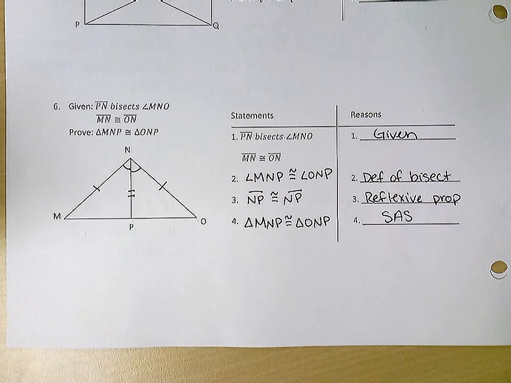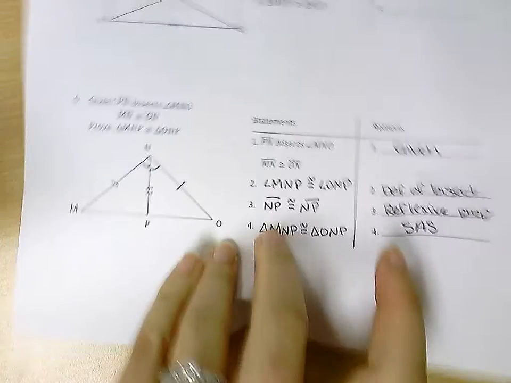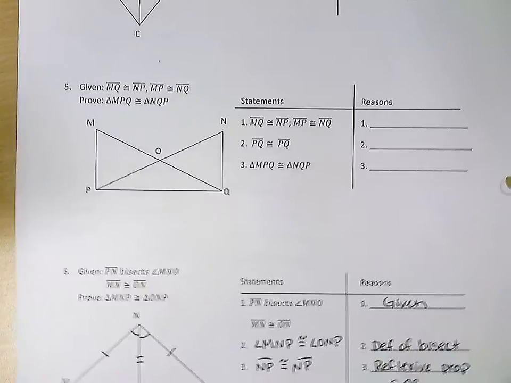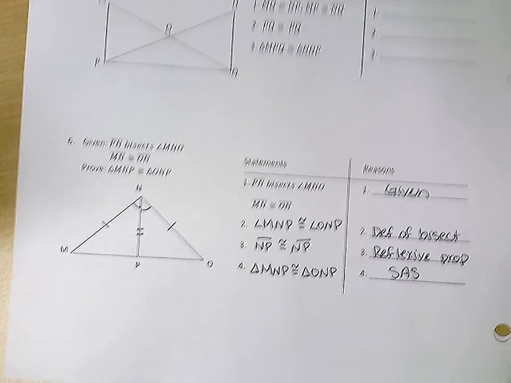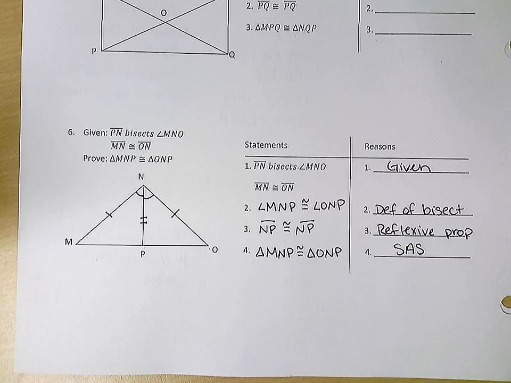Alright, so there's only 3 more problems. So number 5 is very similar to number 4. 7 is kind of like number 3. And then 8 is more like number 3. Okay, so whenever you're given parallel lines, make sure you're looking for those angle pairs.